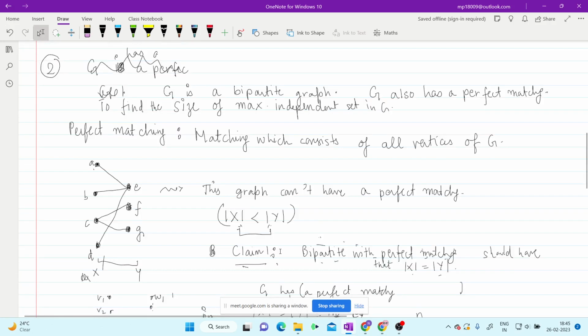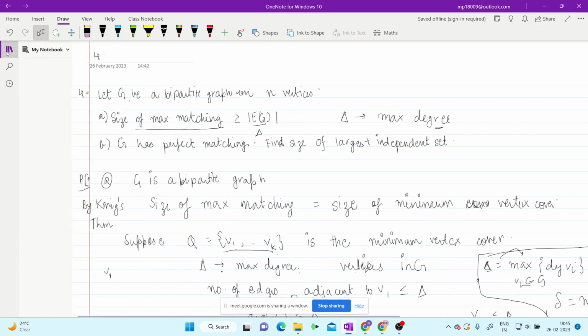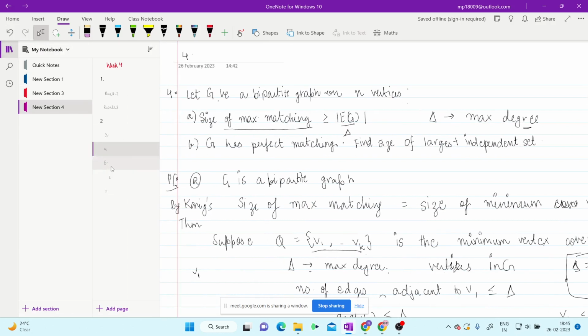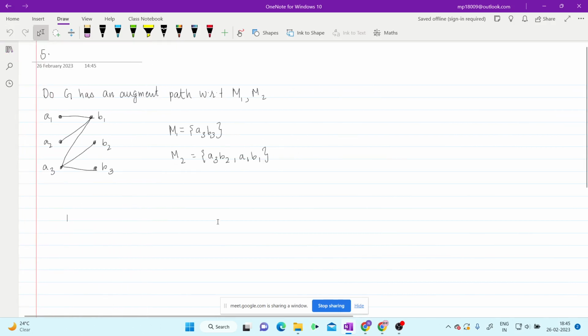Okay. Now let's do another question. This is the last question for today. This is just recalling again the augmenting path thing.